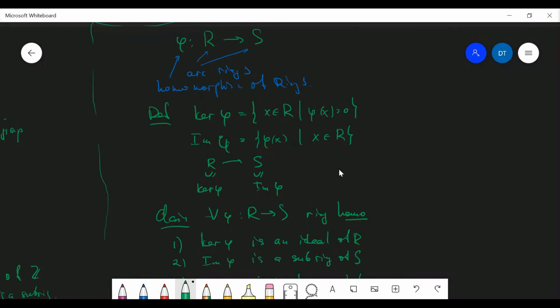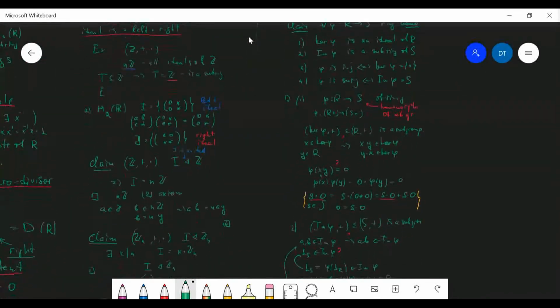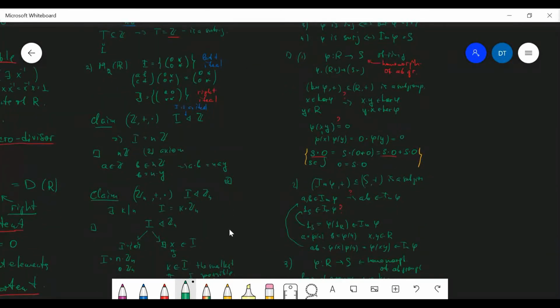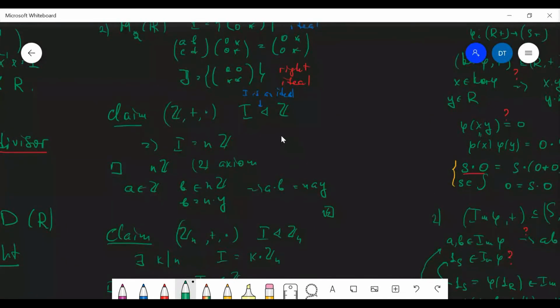Also, can I ask about the proof for ideals? I couldn't really get it. Okay, which one? The ideals of Zn? So there you have a proof, yes. Like for the claim about Zn, yeah.